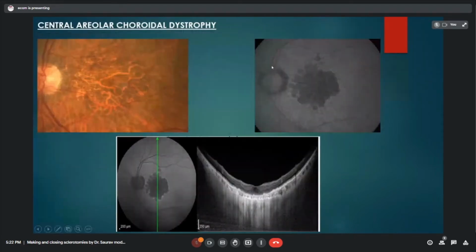atrophy. Then central areolar choroidal dystrophy, this also might be seen in adulthood, but on autofluorescence there is a speckled autofluorescence. Drusen are not there in CACD, and this speckled autofluorescence is well confined to the region of the atrophy, unlike geographic atrophy, in which the autofluorescence might be away from the lesion also.